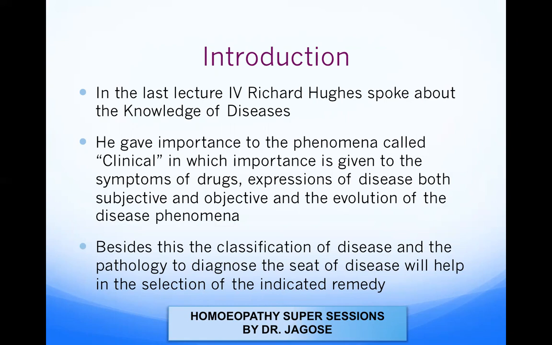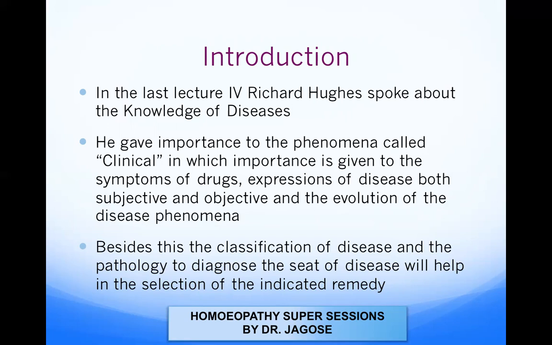Subjective is what the patient feels, objective is what the physician sees, or the patient can also see it, or it is seen by the friends and relatives, whoever is accompanying the patient. And naturally, also you have to know how the disease started, that is the evolution of the disease phenomena. Besides this, the classification of disease and the pathology to diagnose the seat of disease will help the selection of the indicated remedy.